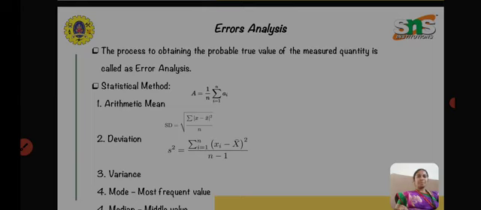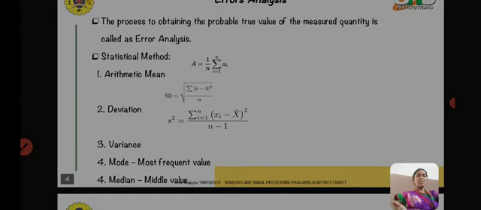Mode is the value which occurs most frequently in a set of observations and around which other items of the set cluster densely. And then the median value: the readings are arranged in ascending or descending order of magnitude, and the middle value of the set is taken as the median. It is also used to indicate the most probable value of the measured quantity when a set of readings is taken. So this is all about the error analysis techniques.